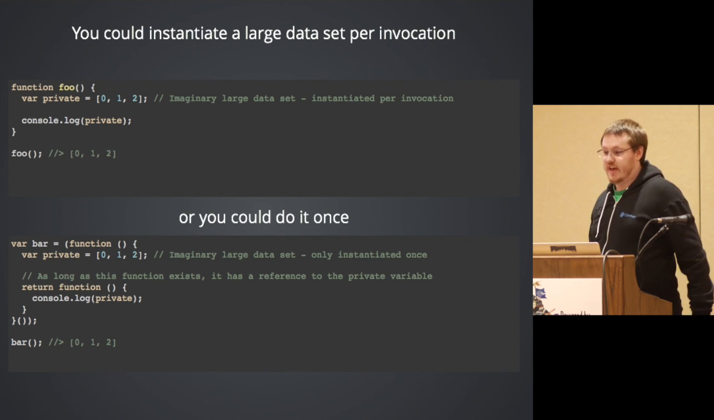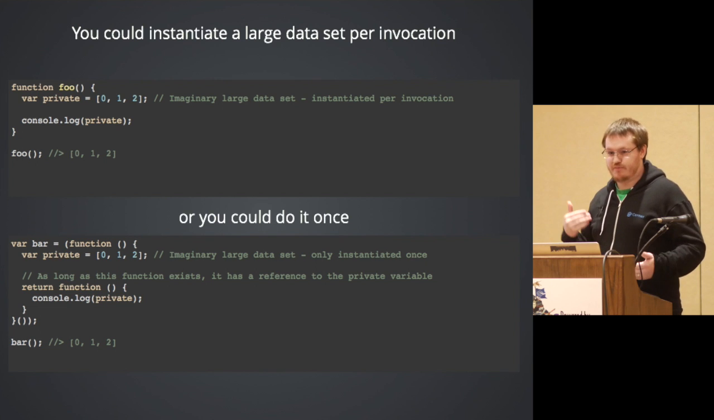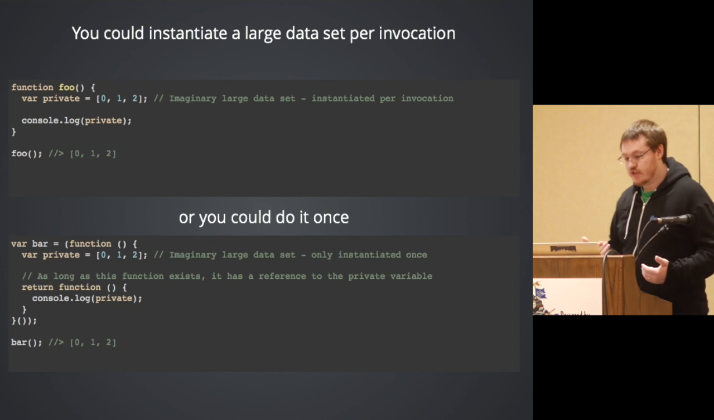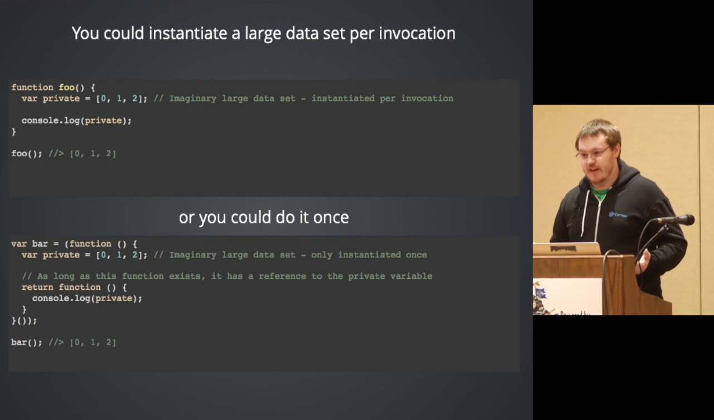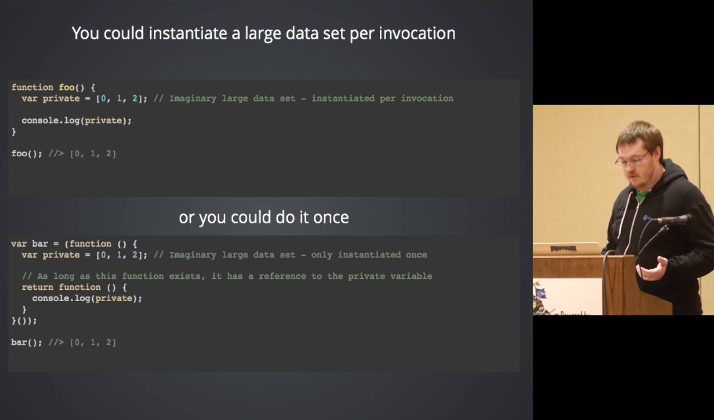Then the function's called again. Now it has to go make that request again, and your app quickly gets sluggish. But you don't have to do that. You can take advantage of closures to just sidestep that.